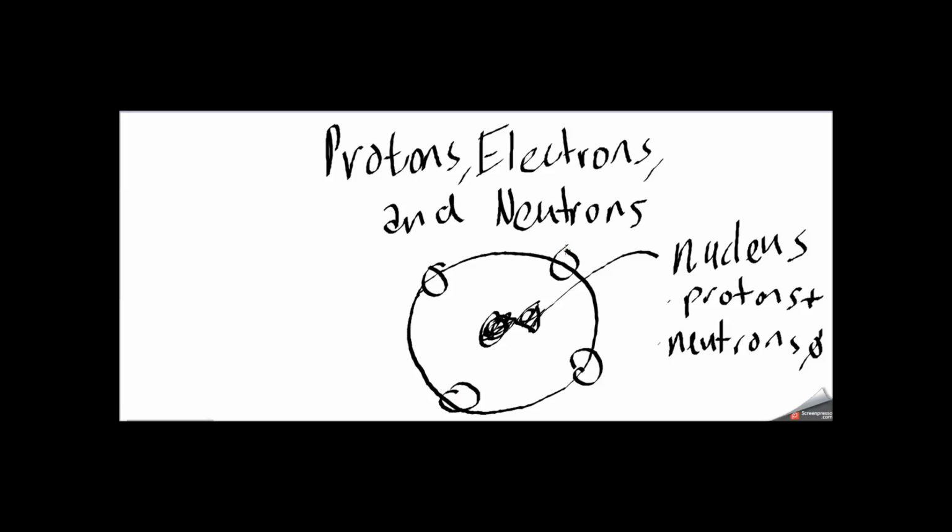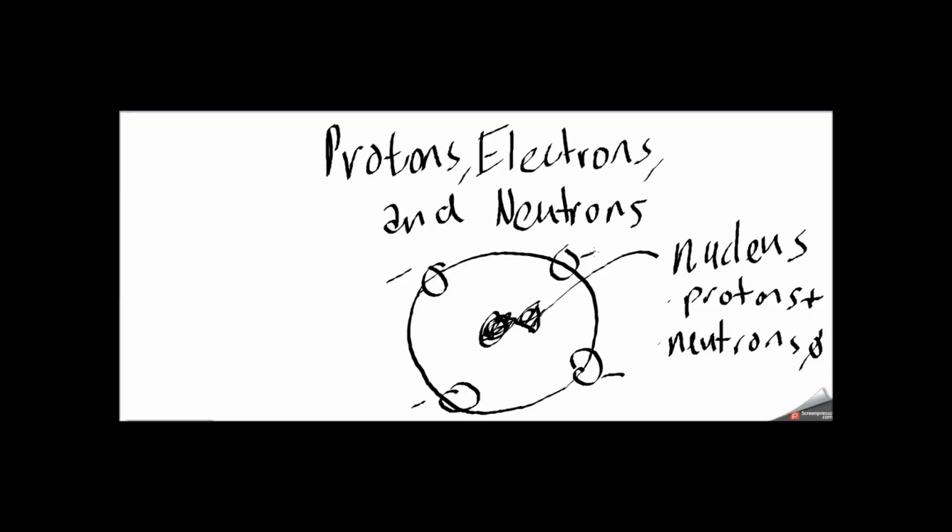These electrons move very fast. This diagram is not to scale. The electrons would realistically be much farther away from the nucleus. But anyway, these electrons all have negative charges and exist in what we call electron clouds.